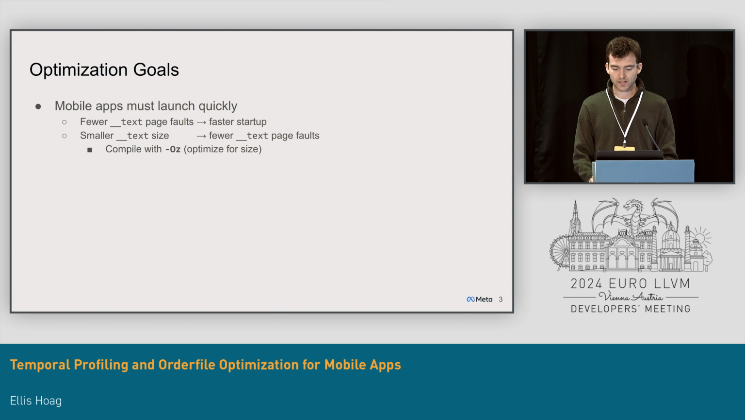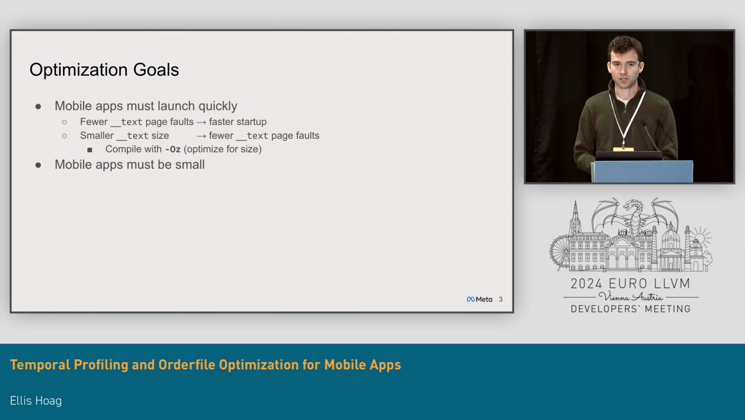So for this reason, we tend to build our apps with Oz optimization, which optimizes for size instead of for speed. It may sound counterintuitive, but in the mobile space, O2 optimization makes apps start up slower than Oz optimization, mostly because inlining tends to increase code size.